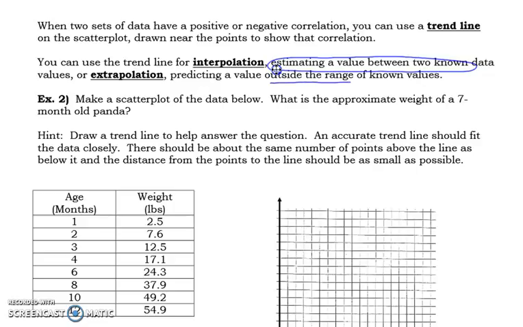So what we're going to do in our next scatter plot is make a scatter plot of the data and then approximate the weight of a 7-month-old panda. At this point, I want you again to pause the video, create a scatter plot, and then draw in a trend line. In other words, draw in a straight line that best fits a lot of the data points. You're not connecting the dots, just a straight line, kind of like I did on the very first page of the notes. So go ahead and pause the video. When you come back, I will have my scatter plot finished and my trend line drawn in.